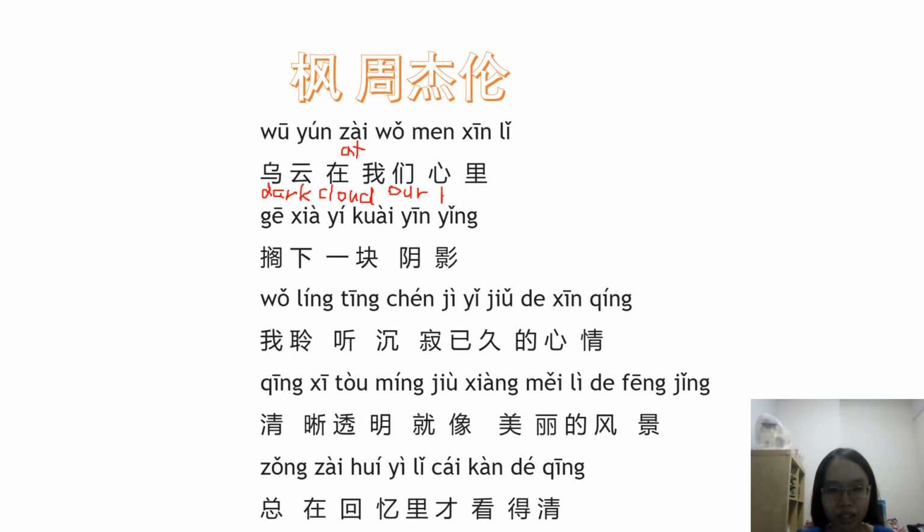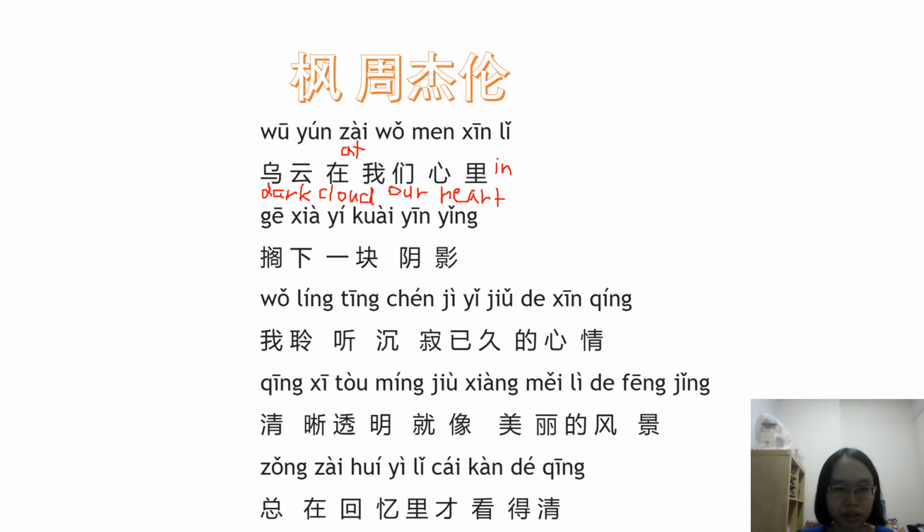心 is heart. 里 is in. If you notice, for Chinese the preposition is usually after the noun, whereas for English the preposition is usually before the noun.